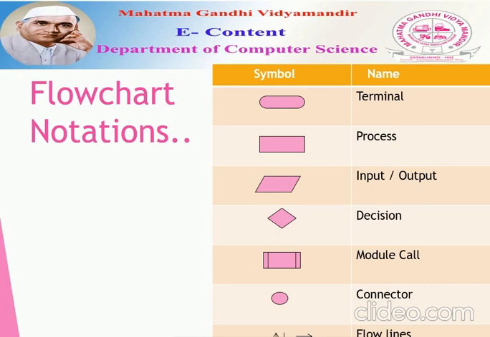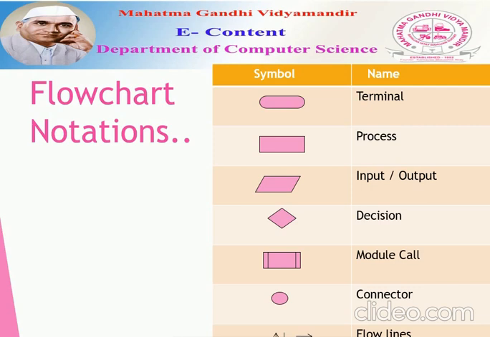Then next is the connector symbol. If you want to connect flow lines, or to show the continuity of the flow chart on separate pages, right? Your first page is over and then you have to use another page. So you can use this connector and you can put a name over there. Suppose I have written capital A, then for the second page I will write it again capital A, and I will write the flowchart, right? So this is your connector.